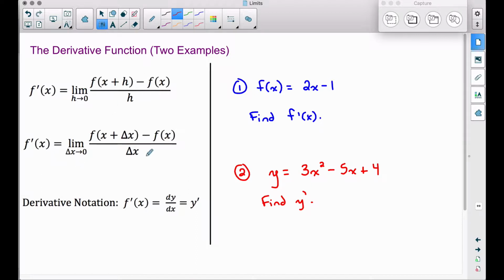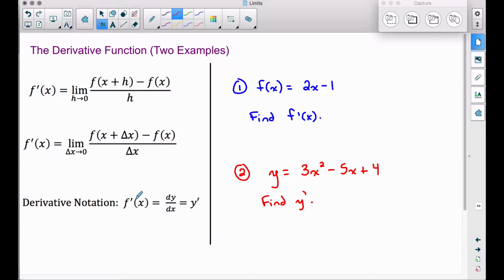Depending on what textbook you're using, more than likely you're going to see one of these two here, and the only difference between them is the notation. Here we have an h in our limit, here we have a delta x. But as you can see, wherever we have an h up here in this little function, we have a delta x down here in this one. It means the same thing. I'm going to stick with this one here, but again, h is the same thing as delta x.